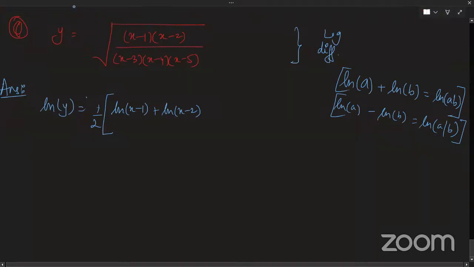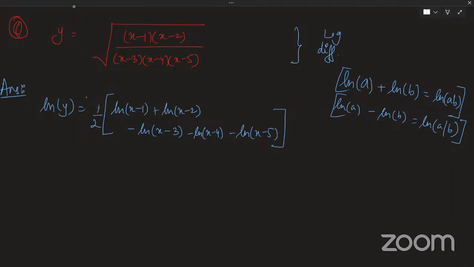And x minus 3, x minus 4, and x minus 5 are in division. So I can subtract all of these: minus ln of x minus 3 plus x minus 4. Correct? Everyone? This is correct? Yes, sir. I have added x minus 1 and x minus 2 and subtracted x minus 3, x minus 4, and x minus 5 because they were in division.